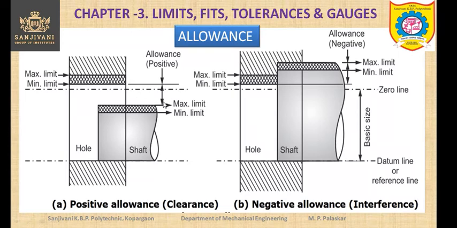So this is the allowance which is positive. This distance is said to be the allowance. What is this distance? The difference between the minimum limit of the hole and the maximum limit of the shaft is called the allowance, and it is positive, that means it is clearance. Now this is interference, that is negative allowance.